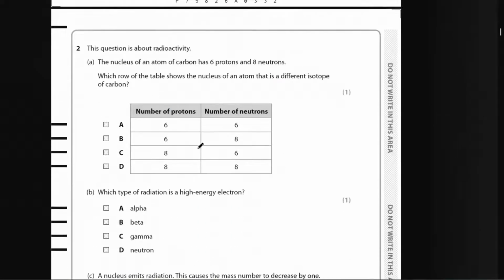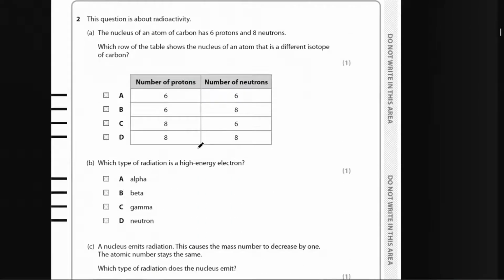Quite easy. Number 2, this question is about radioactivity. So 2a, the nucleus of an atom of carbon has 6 protons and 8 neutrons. So carbon, atomic number 6, neutron number 8 means mass number would be 6 plus 8, which is 14. Which row of the table shows the nucleus of an atom that is a different isotope of carbon? So a different isotope means the atomic number has to be the same.